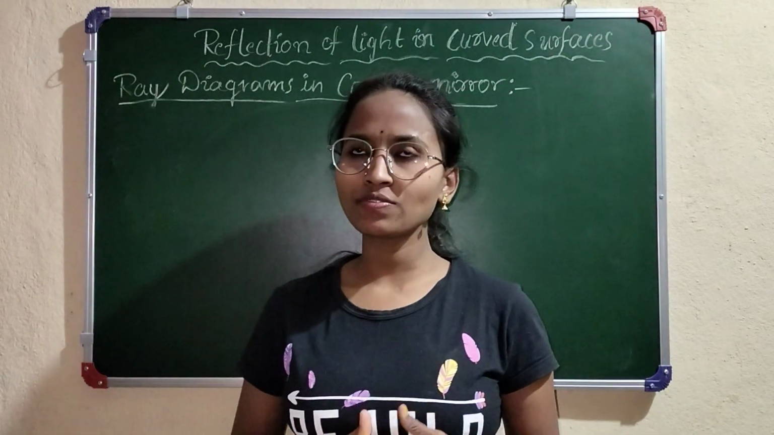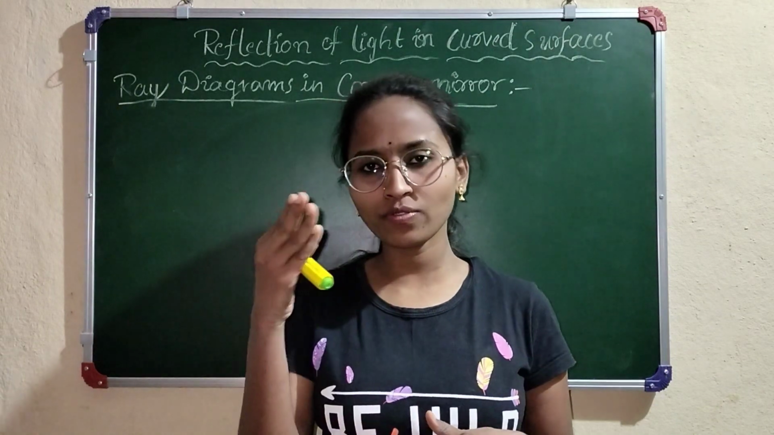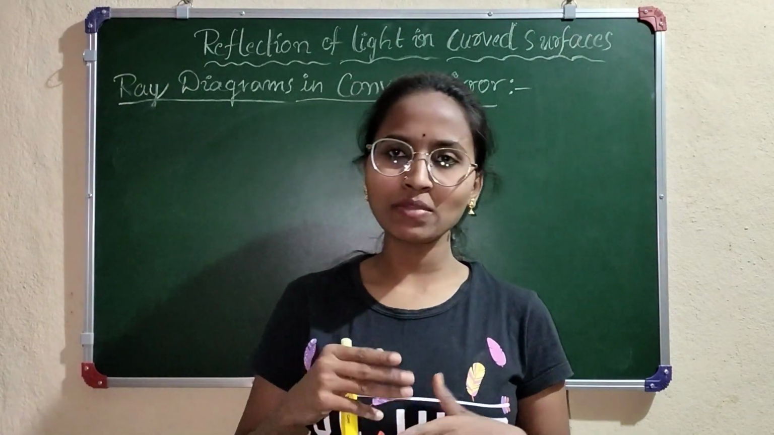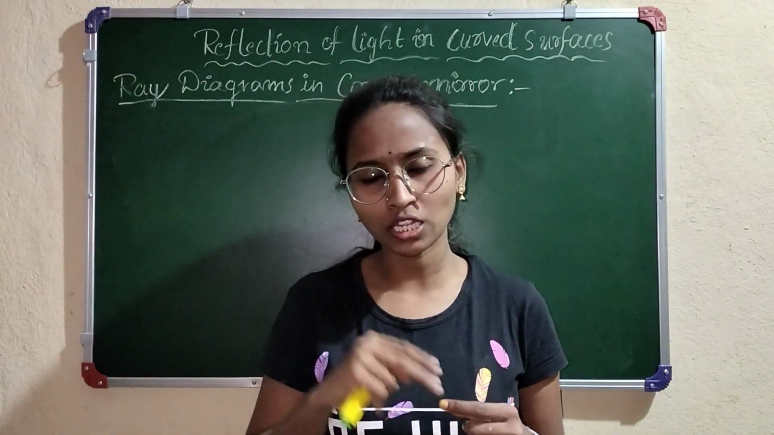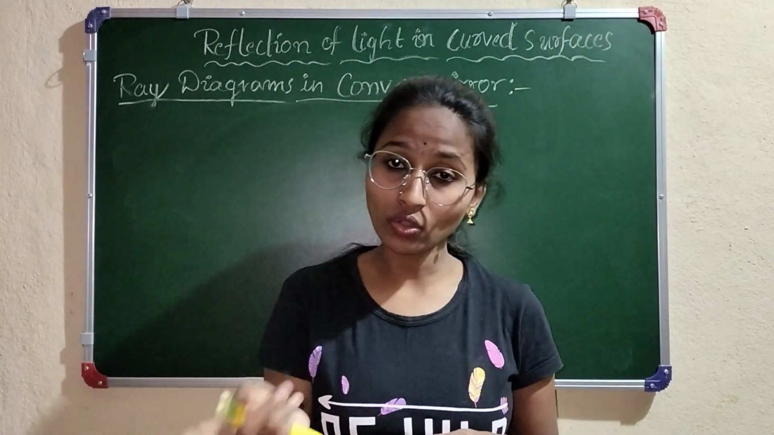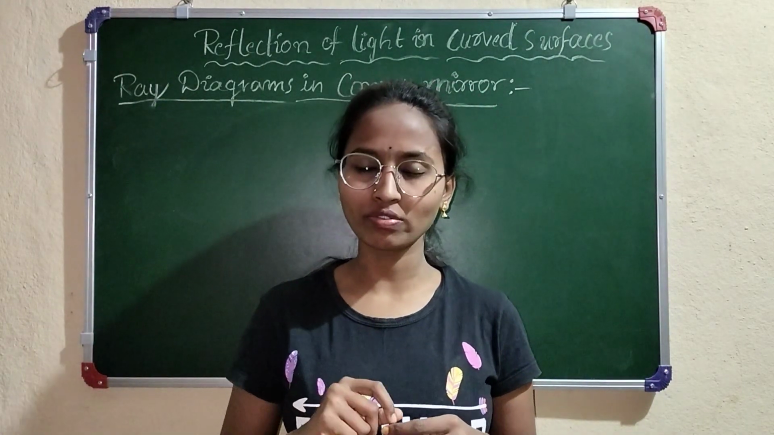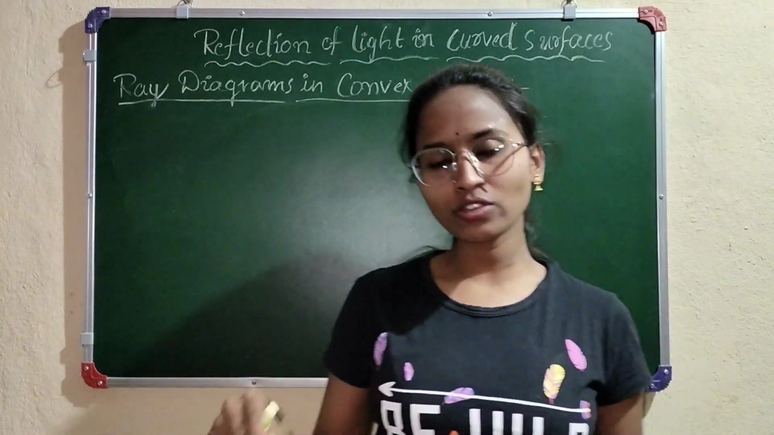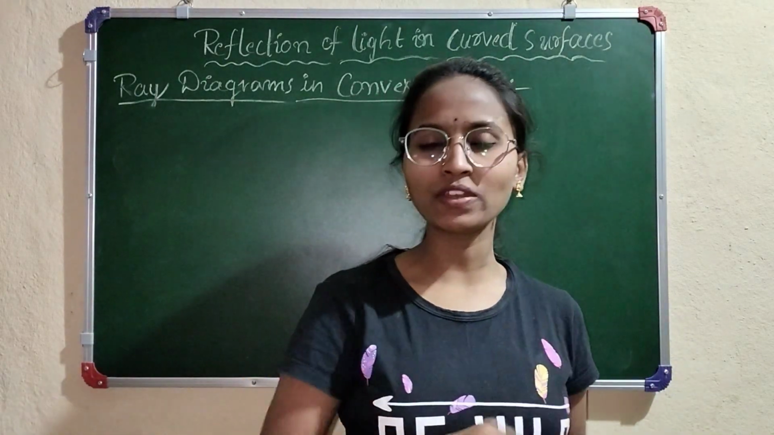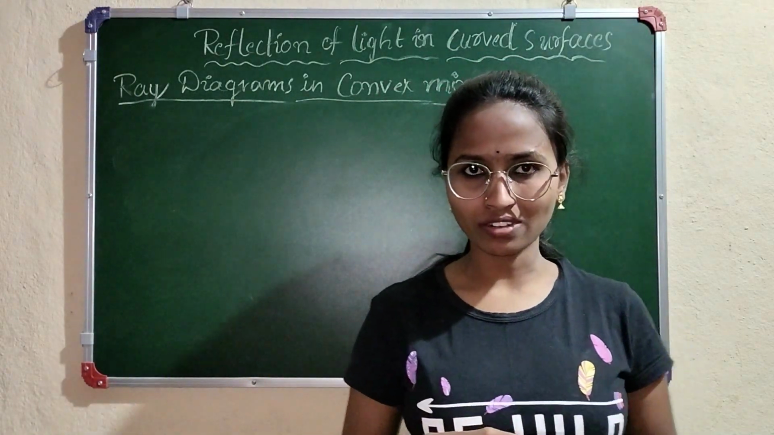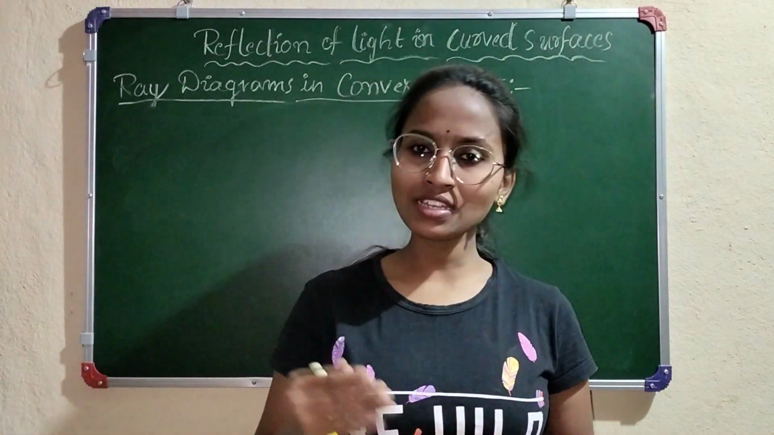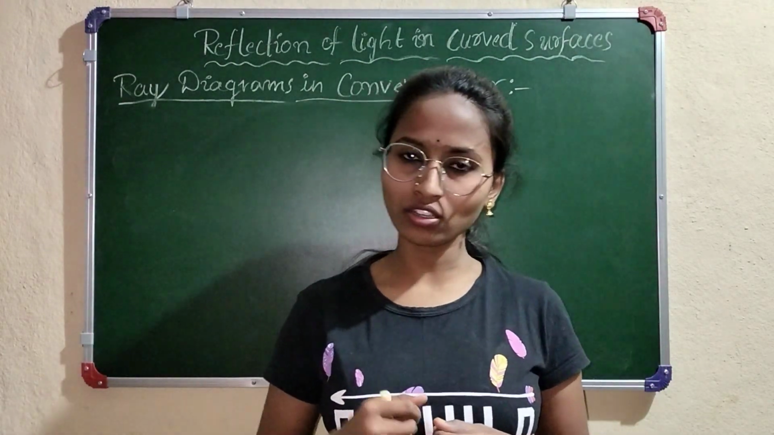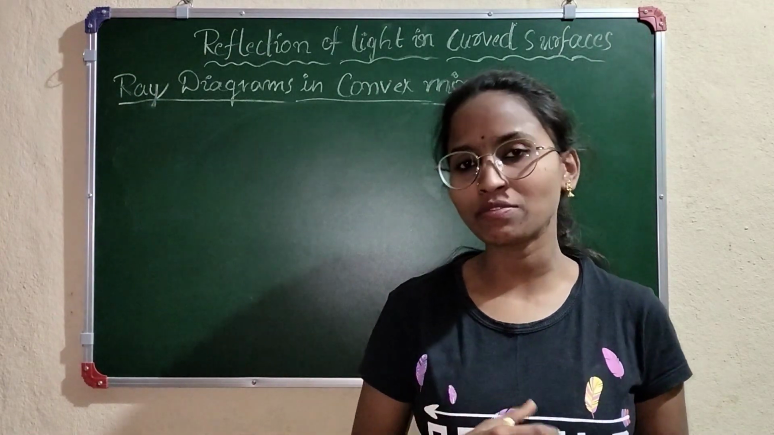In curved surfaces, based on the type of images formed, we divide them into two types: concave and convex mirrors. In the last video I explained how light reflects in the case of the concave mirror, in other words the ray diagrams of a concave mirror, which we have seen in the previous video.